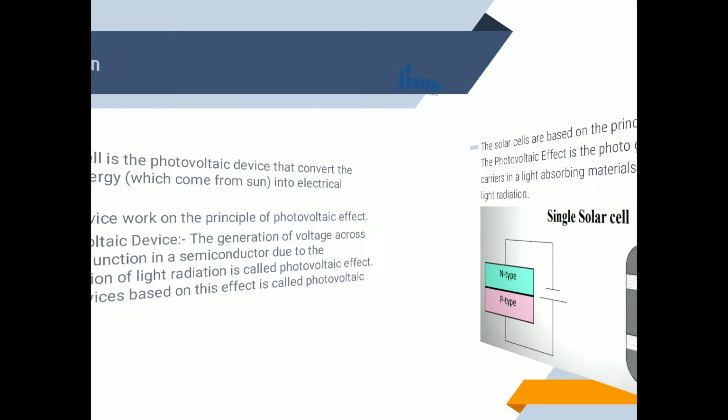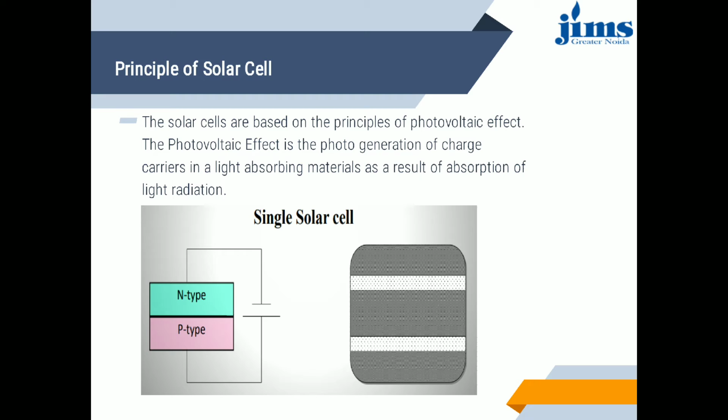Now coming to the principle of solar cell. The solar cells are based on the principle of photovoltaic effect. The photovoltaic effect is the photogeneration of charge carriers in a light absorbing material as a result of absorption of light radiation. The photovoltaics or solar cells, as they are also called, are semiconductor devices because they convert sunlight into direct current, DC, or electricity.